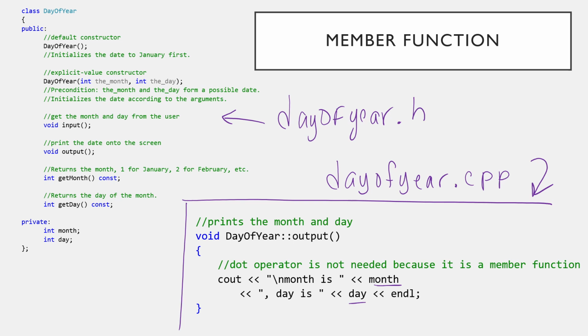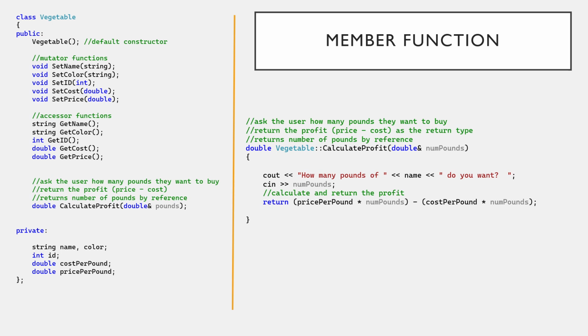This is the scope resolution operator. This is the name of the class. This is the return type of the function. This is the name of the function. Okay, so here's another example of a member function. So this is class vegetable, and this class has another member function, calculate profit. So this function has the scope resolution operator. So this would be vegetable.h.